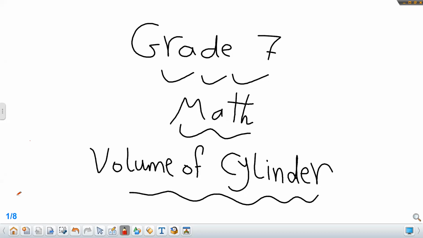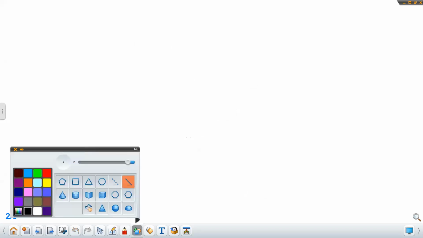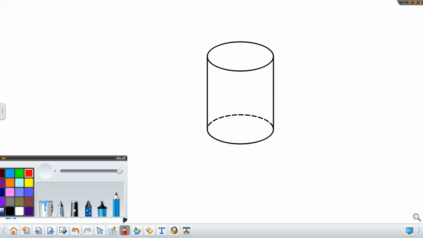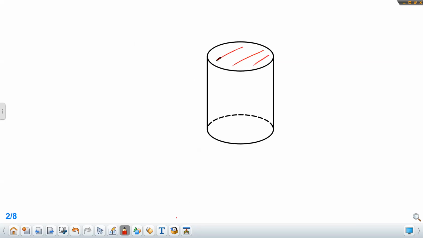Today, inshallah, you'll study a new lesson in math, which is volume of cylinder. You studied before surface area of cylinder, and you know that a cylinder is a three-dimensional figure that has two parallel bases which are congruent, and they are circles. The distance between the center of the base and any point on the circle is the radius. But the distance between the two parallel bases is called height.